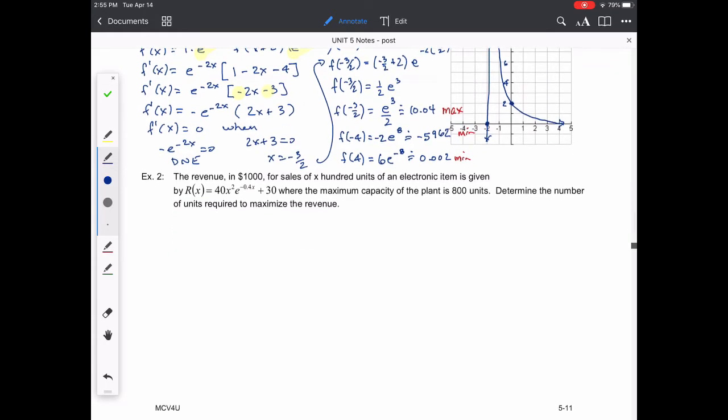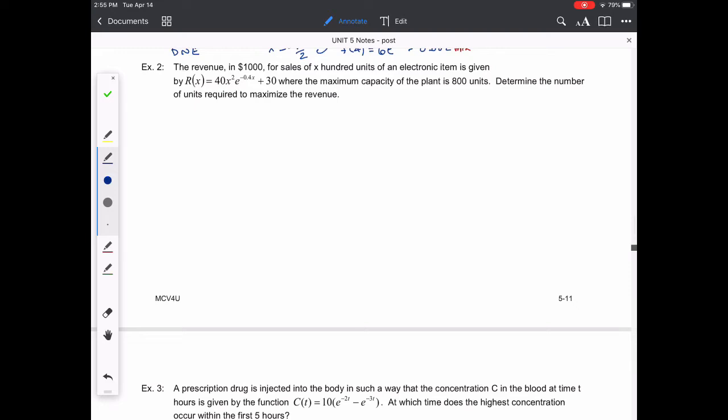For example number 2, we've got to read the question carefully, and it's talking about revenue in hundreds of units, and the plant capacity is 800 units. So really what that's telling us is that we have to look at when the plant makes no units all the way up to 8 units, because it's in hundreds of units when we plug it back in.